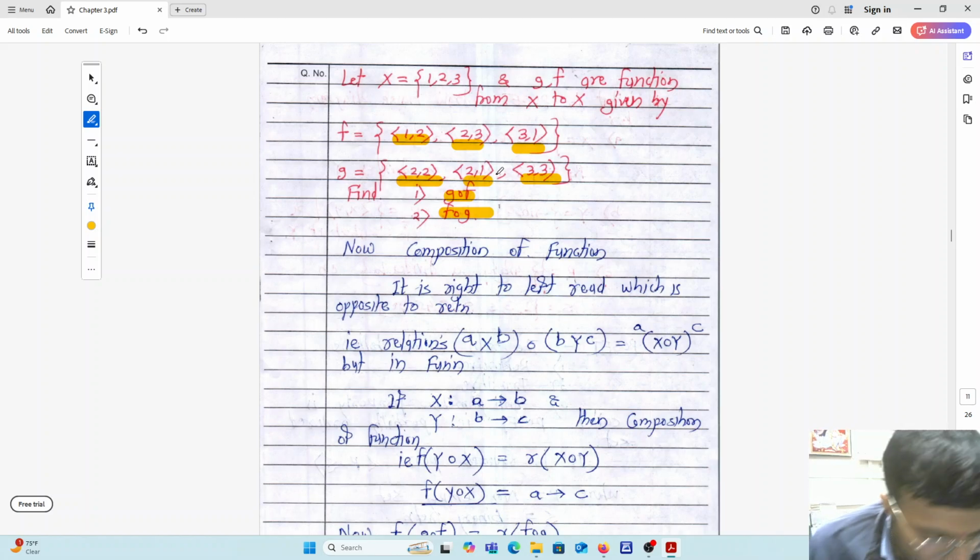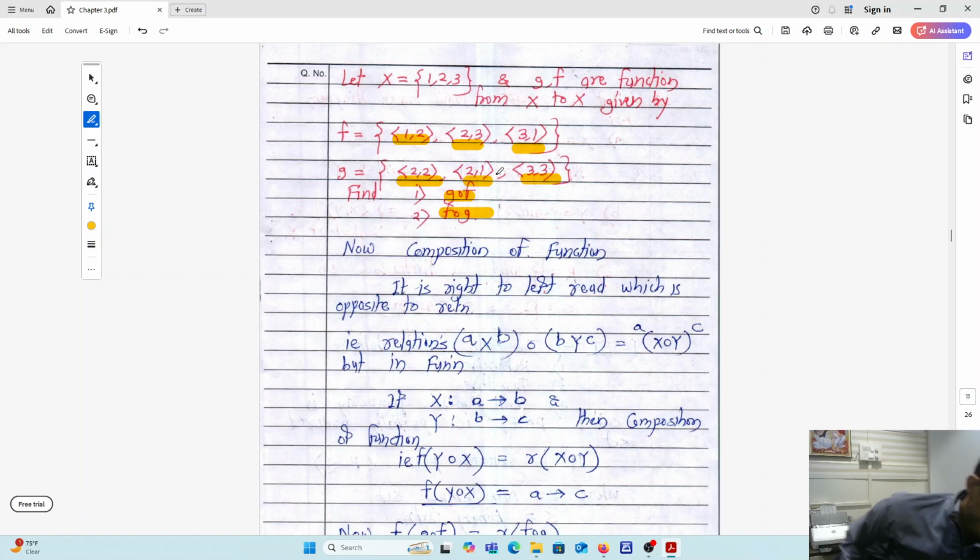In the case of composition of relation, we are solving from left to right. In the case of composition of function, it is read from right to left, which is opposite to relation. In relation, we start from the left, moving towards the right. In function, we start from the right, moving towards the left.